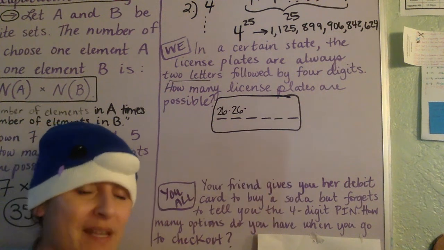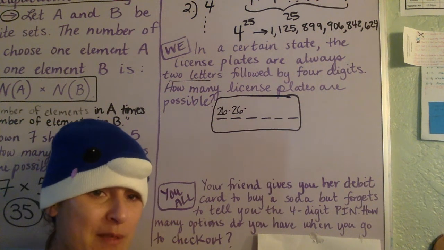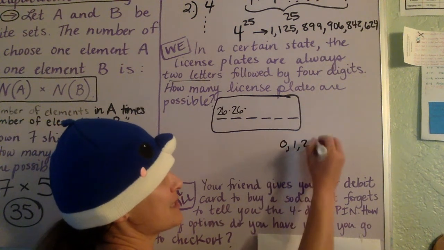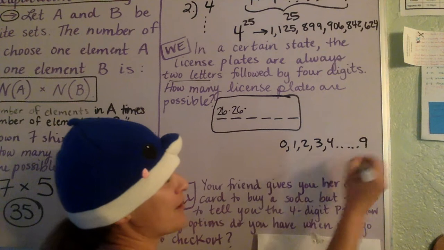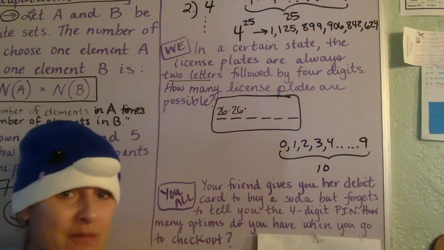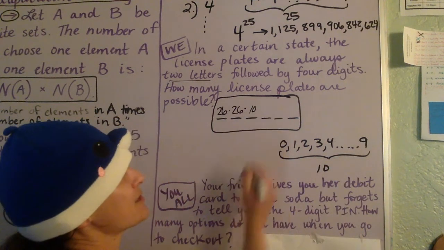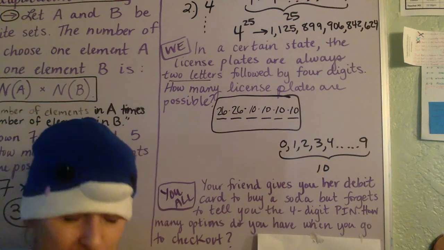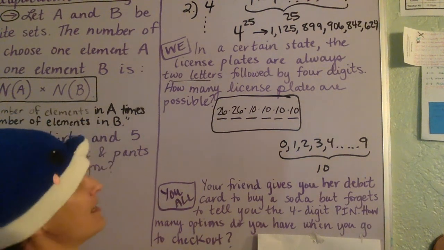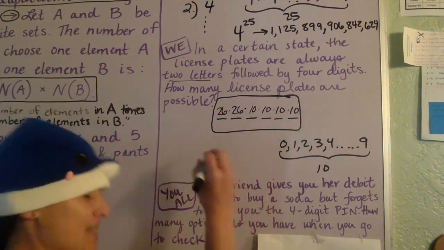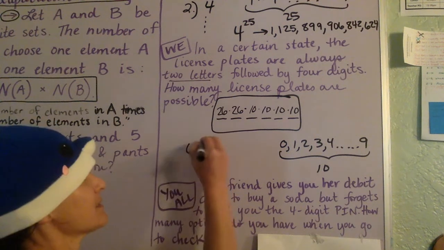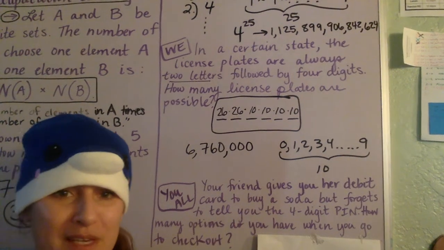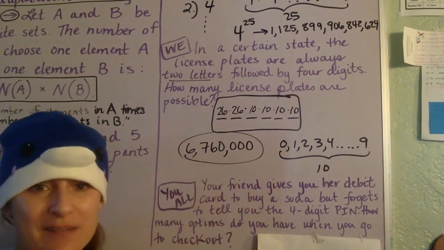Now, a lot of people think when I say how many digits are possible, they want to think 9, but don't forget about 0, okay? You have 0 as a choice, 1, 2, 3, 4, and so on all the way to 9. That's actually 10 possible digits that you could choose from. So 10 choices here, 10 choices here, here, and here. And so we're going to do 26 times 26 times 10 times 10 times 10 times 10, which is 6, 7, 6, 0, and a bunch more zeros, over 6 million possible license plates.